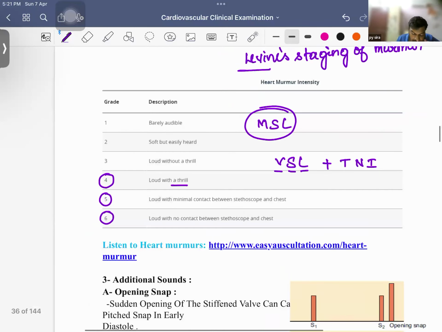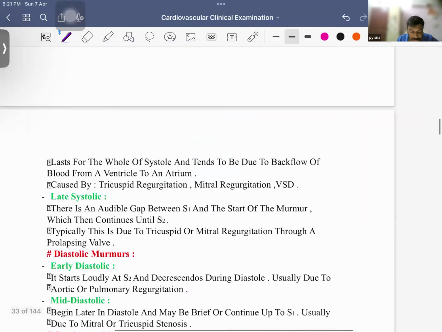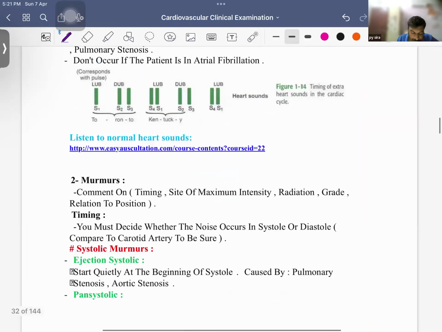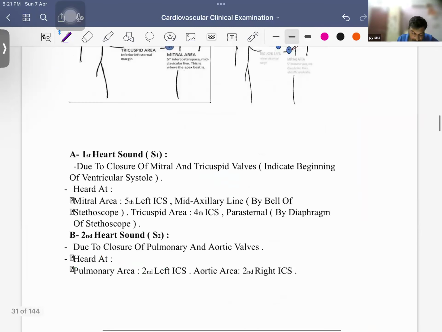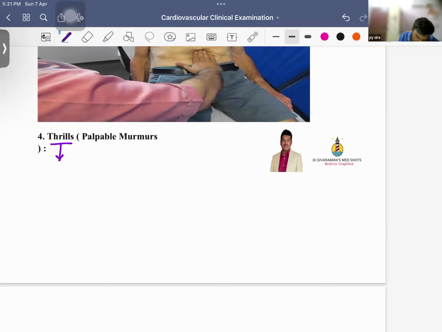So what is a thrill? A thrill is a palpable murmur. It is felt like friction. It is a palpable murmur. Initially, this thrill is called the purring of a cat.